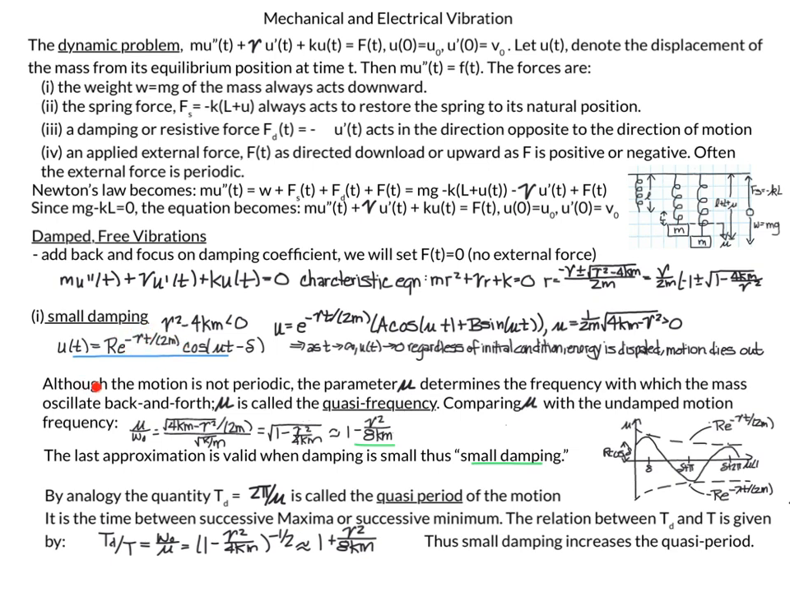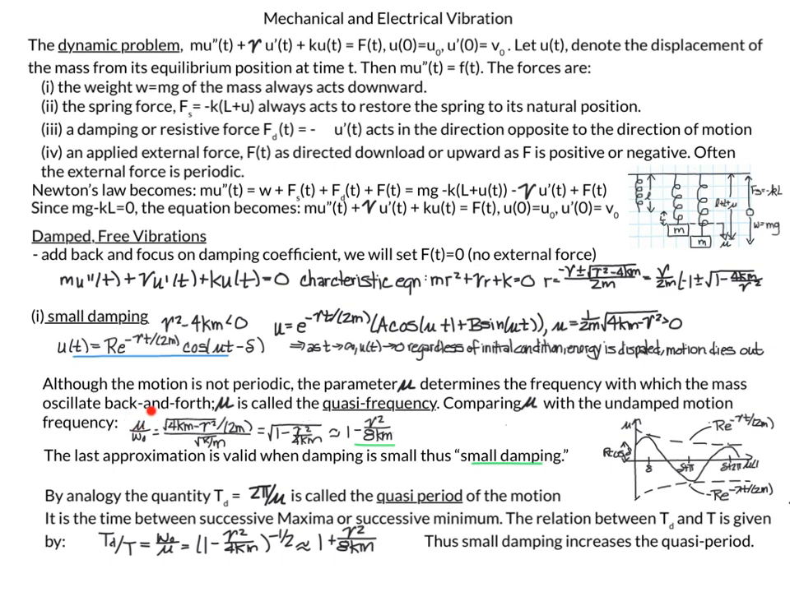I also wanted to note that although the motion's not periodic, the parameter mu determines the frequency with which the mass oscillates back and forth. So mu is called the quasi-frequency. Comparing mu with the undamped motion, I have the formula for mu here and the formula for frequency. What we see is that the ratio is equal to 1 minus gamma squared over 8 km. In other words, the ratio is a little less than 1.